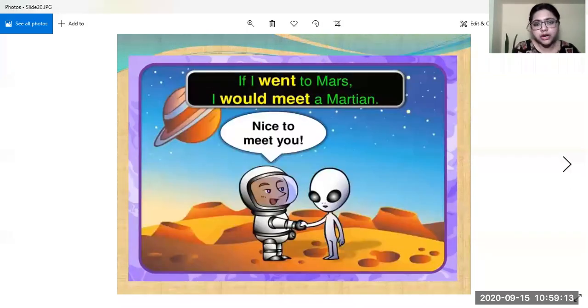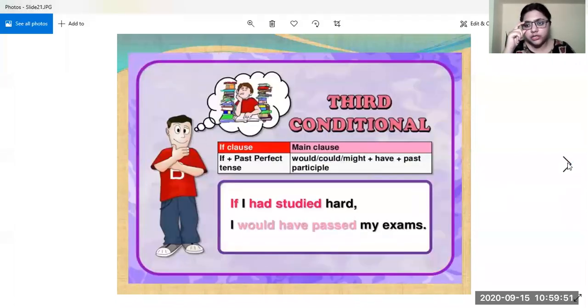Next is: if I went to Mars, I would meet a Martian. Now let us look at the components which we did in the definition of the conditional sentence, whether it is fulfilling them or not. If I went to Mars, yes, it has a simple past. I would meet a Martian. Here we have would with the verb. So this is again a conditional sentence of the second type. Now moving on to the last type of conditional sentence, that is the third conditional.